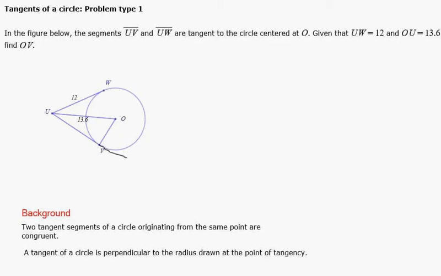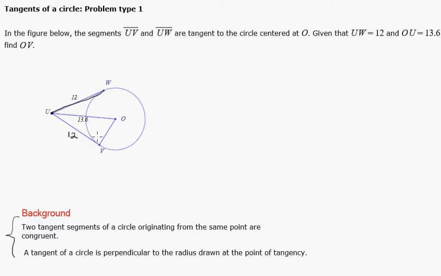Now, the other thing that's interesting about these is these two tangent lines start at the same place right here. So we have some background information that you might want to write down somewhere. Two tangent segments of a circle originating from the same point are congruent. It means they're equal. So if from U to W is 12, then because these lines are both tangent and start at the same place, this is 12 right here.